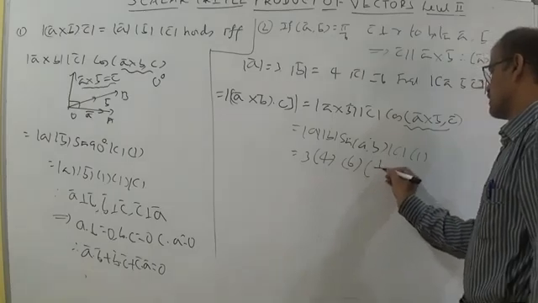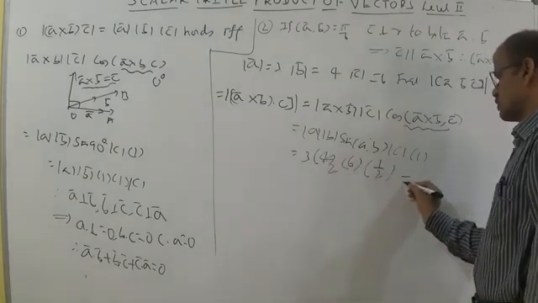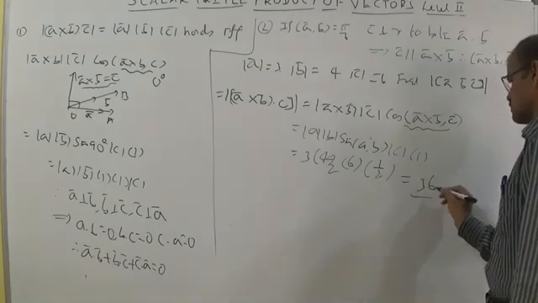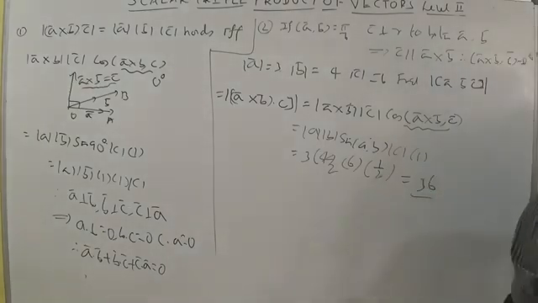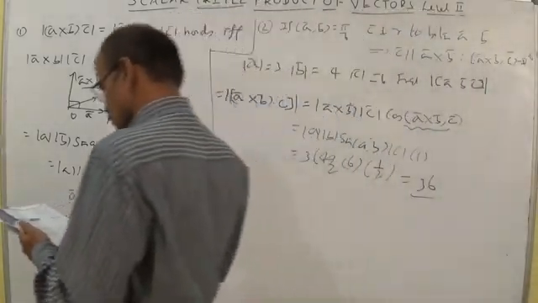What is the value of sine 30? It is 1 by 2. So the 2 will be cancelled twice. 3 2s are 6, 6 6s are 36. 36 is the answer of the second question. Let us discuss the third question.